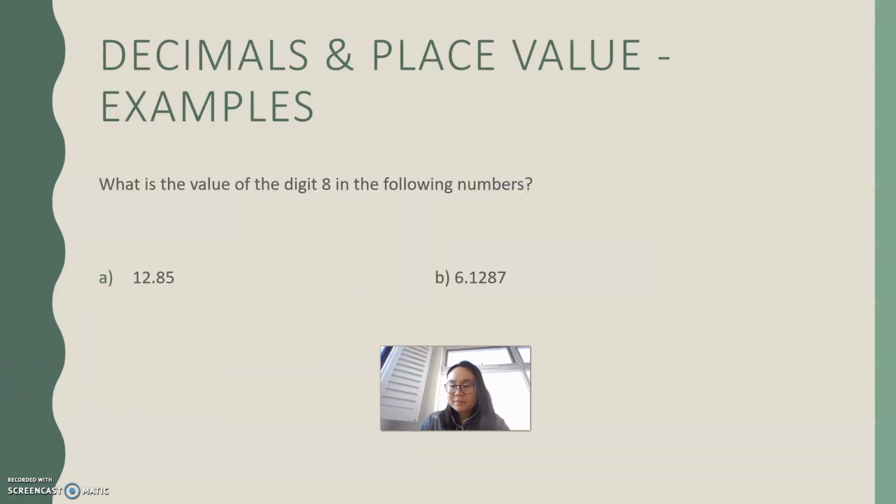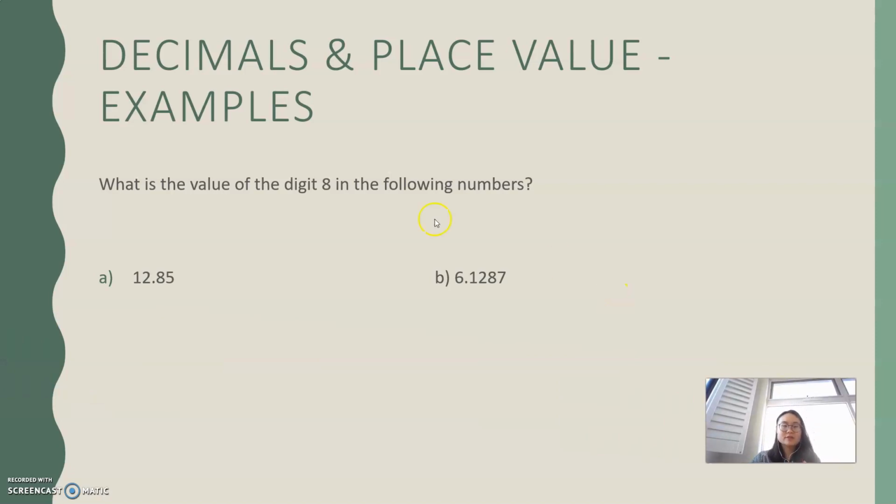So you will be asked to do questions like this. You will be given a decimal and you'll be asked, what is the value of a certain number? In this case, what is the value of the digit 8 in the following numbers? If we have a look at this number, we've got 12.85. That is in the first column to the right of the decimal point. That is called the tenths place. So we have 8 tenths. And if we wanted to write that as a fraction, that would be 8 over 10. Nice and easy. Let's try another one.